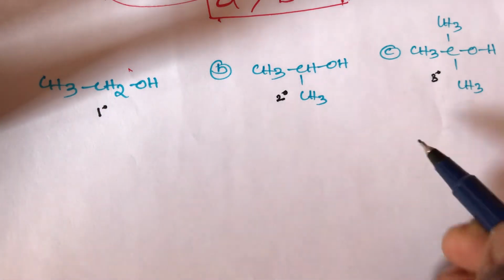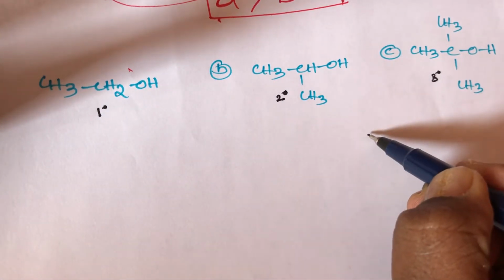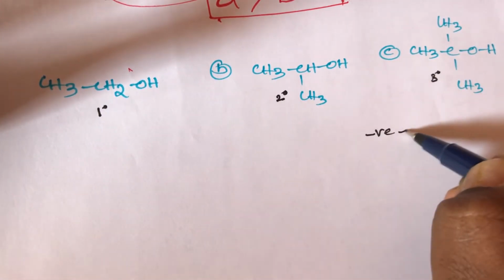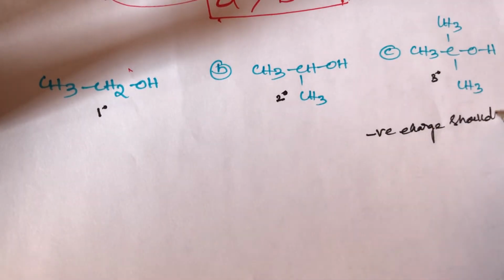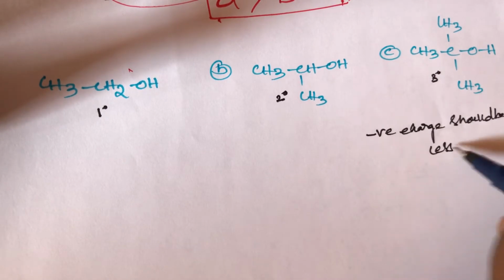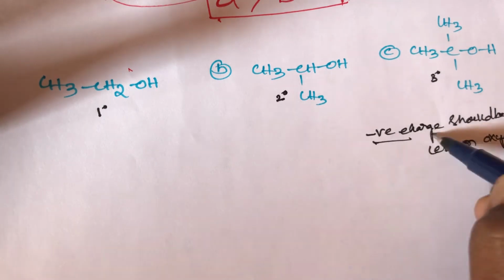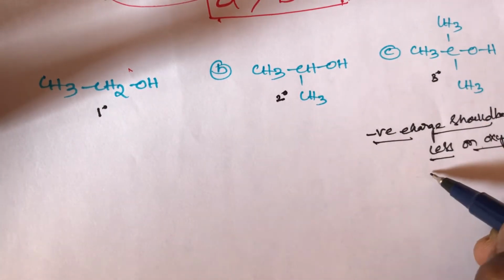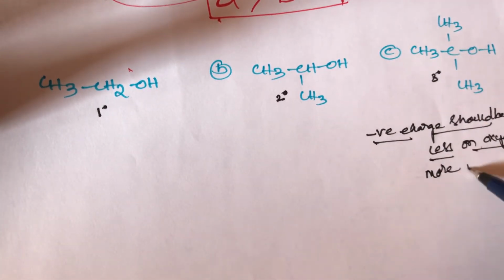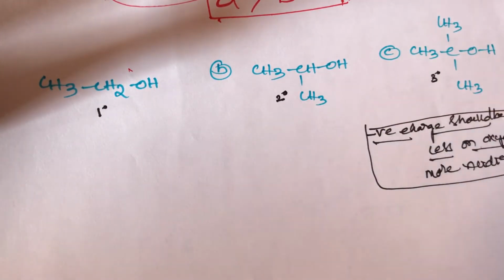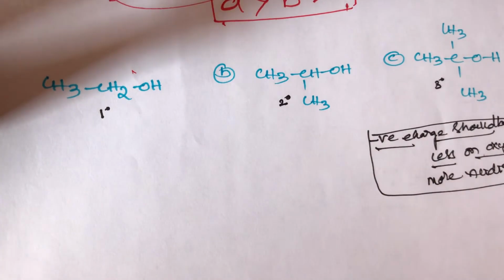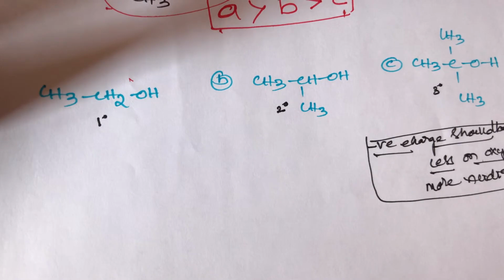I gave the statement already. Student, what is the condition here? The condition is that the negative charge should be less on oxygen. Once again, student, negative charge should be less on oxygen. That compound is always more acidic in nature. Simple trick, student. Negative charge should be less on oxygen, that compound is always more acidic in nature. So here, out of these three compounds, which one is more acidic in nature?